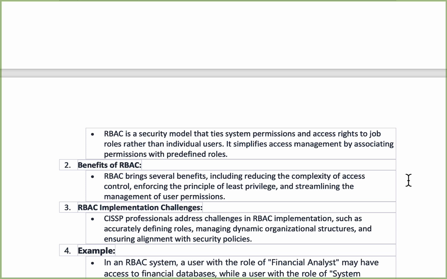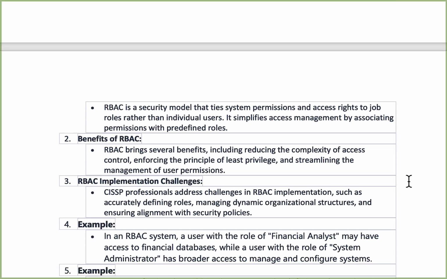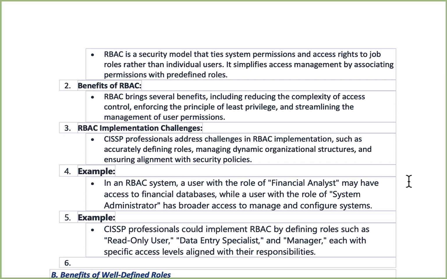So you have RBAC, you have ABAC, you have various other ones that can be associated to this, but RBAC in this case is just the role-based access. This is a security model that ties your permissions and access rights to a job role rather than an individual user. And so it simplifies the process, it associates permissions with predefined roles, and it's a really good way to ensure that they're not tied to Joe Smith, they're tied to Joe Smith's role. And it does help enforce the principle of least privilege.